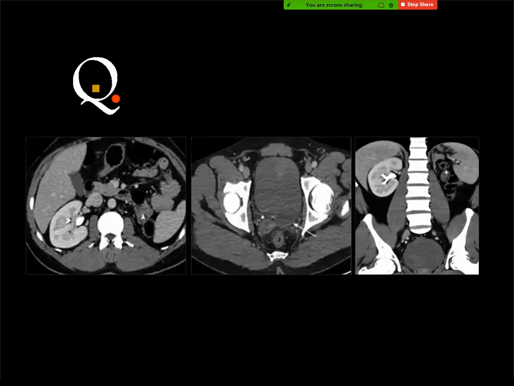Hypoplastic left kidney. Hypoplastic left kidney and renal stone. Stone on the right side. On the left side, do you see the left kidney?